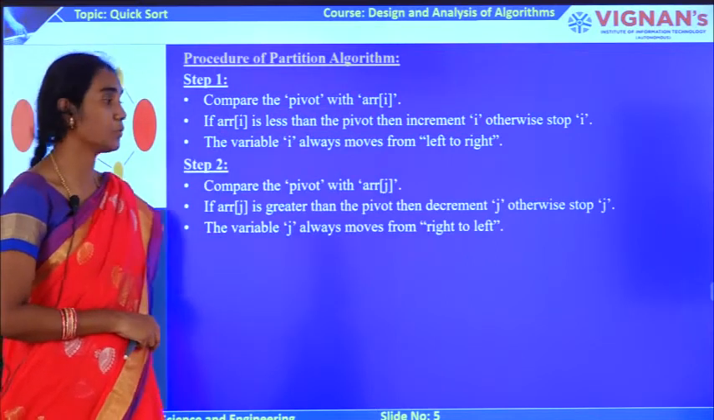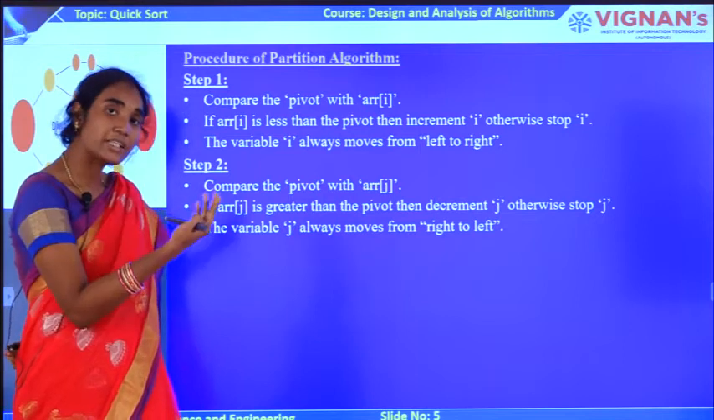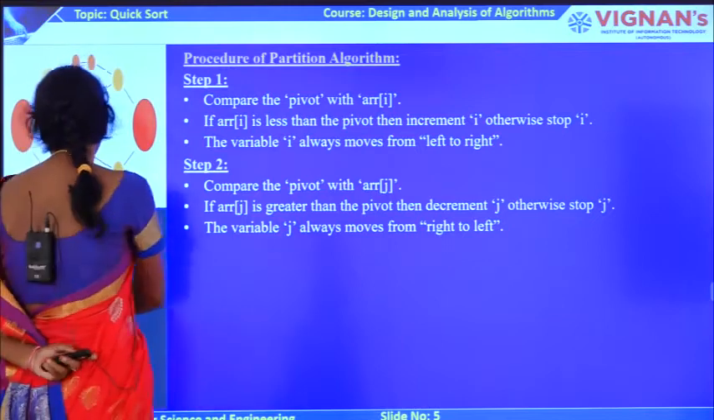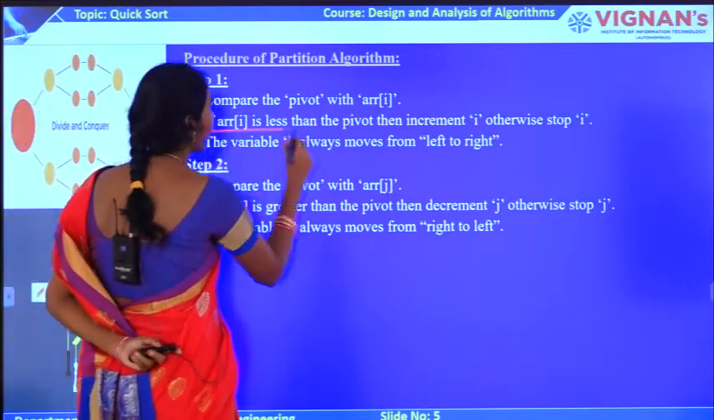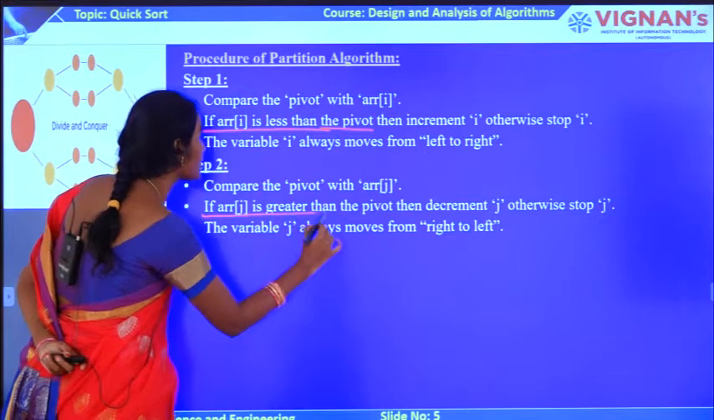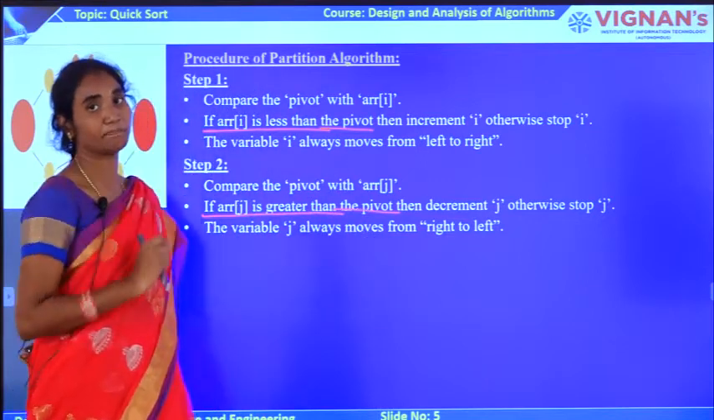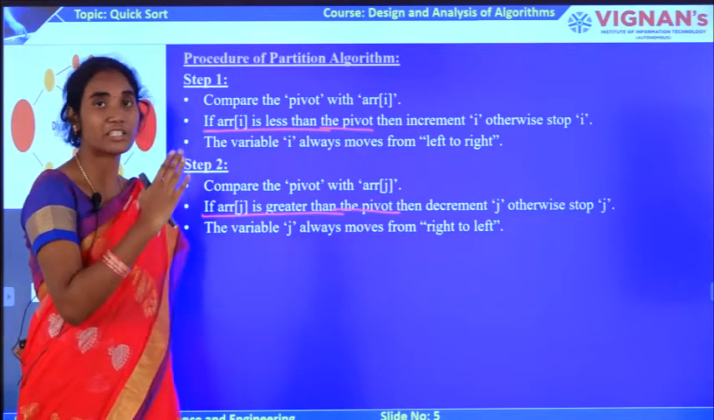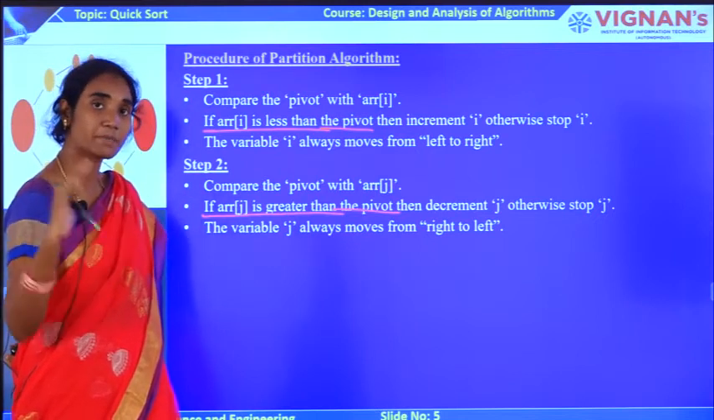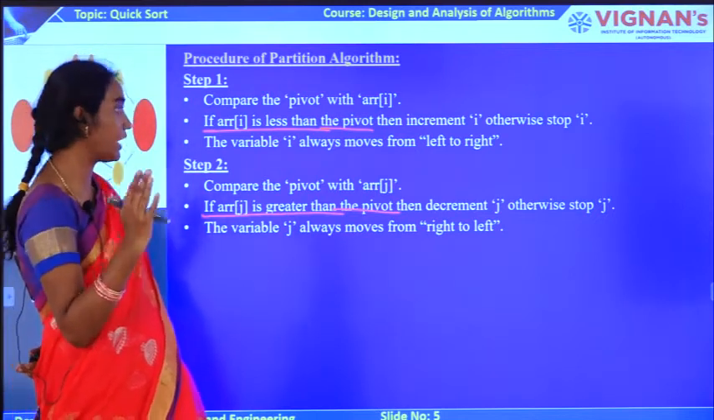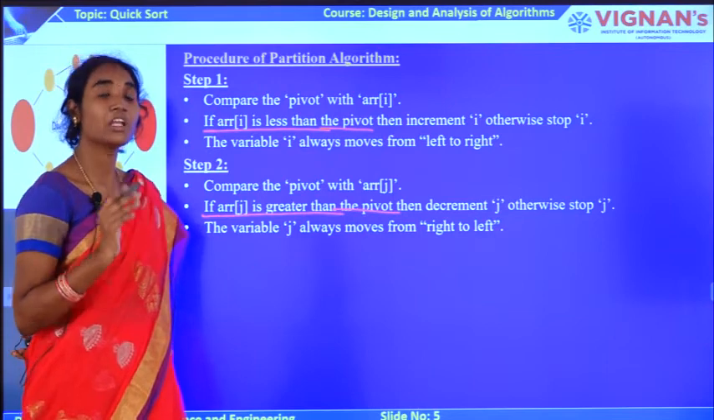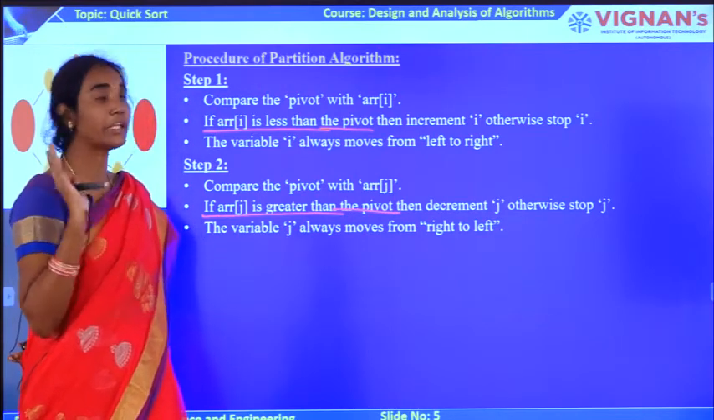Next, coming to step 2. In the previous step we compared A of I, right? Now in the next step we compare A of j. Here, if array of I is less than the pivot, we increment I, right? And here we check if array of j is greater than the pivot, then decrement j. Okay. Here I is moving forward, which is a forward pointer. J is a backward pointer, right? So we increment I plus plus, and we decrement j minus minus. Whenever A of I is less than the pivot we increment I, and if A of j is greater than the pivot, then we need to decrement the j value.